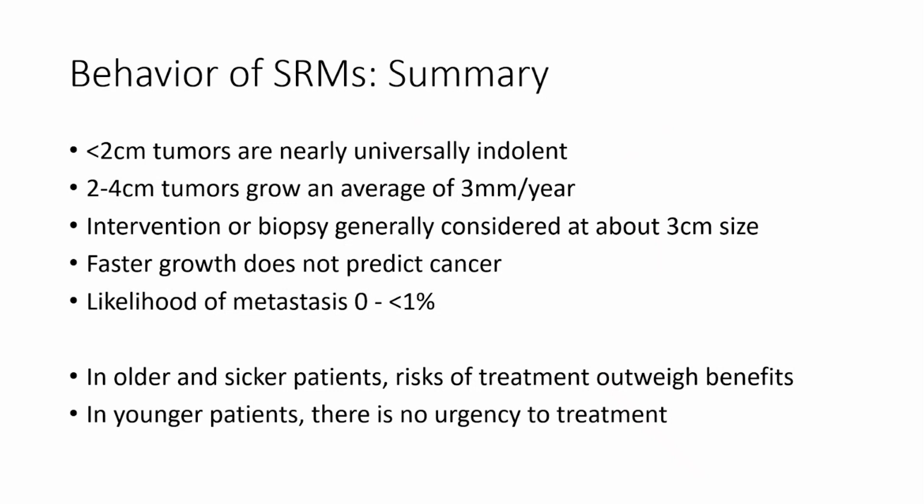Tumors 2 to 4 centimeters grow on average 3 millimeters per year. I'll talk a little bit about biopsy, but we consider that roughly around 3 centimeters in size. Growth doesn't tell you what it is. The likelihood of spread is somewhere between 0 and 1%. In older and sicker patients, the risks of treatment probably outweigh the benefits for most of these patients, and we can save them an unnecessary surgery probably for their life. On the other hand, in younger patients, we might need to treat, but there's really no urgency to treatment. If you have a cruise scheduled or there's an anniversary coming up, fine, enjoy it. We'll take care of it after that.